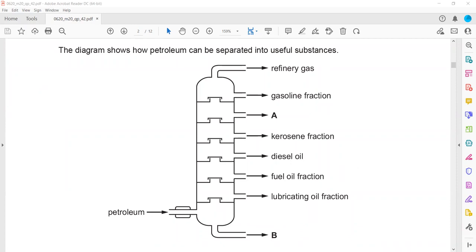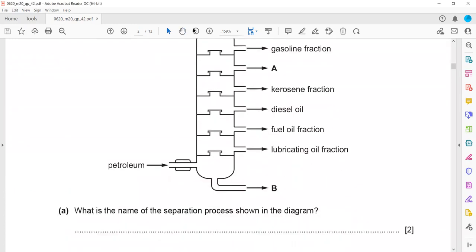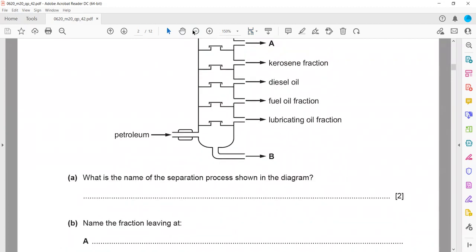So what can A and B be? Here we can have naphtha, and B will be bitumen. What is the name of this process? We call that fractional distillation.